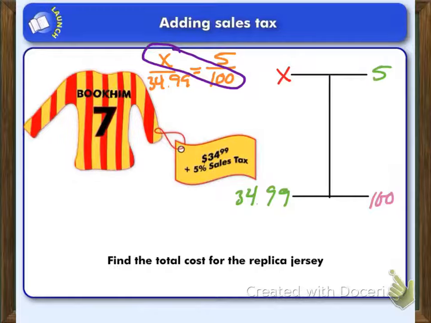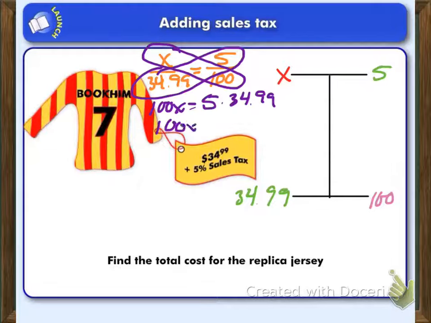We're going to solve this using cross multiplication like we always would. Cross multiply, so I end up with 100x is equal to 5 times $34.99. Multiply it together, and you get $174.95. To solve for x, I have to divide both sides by 100.